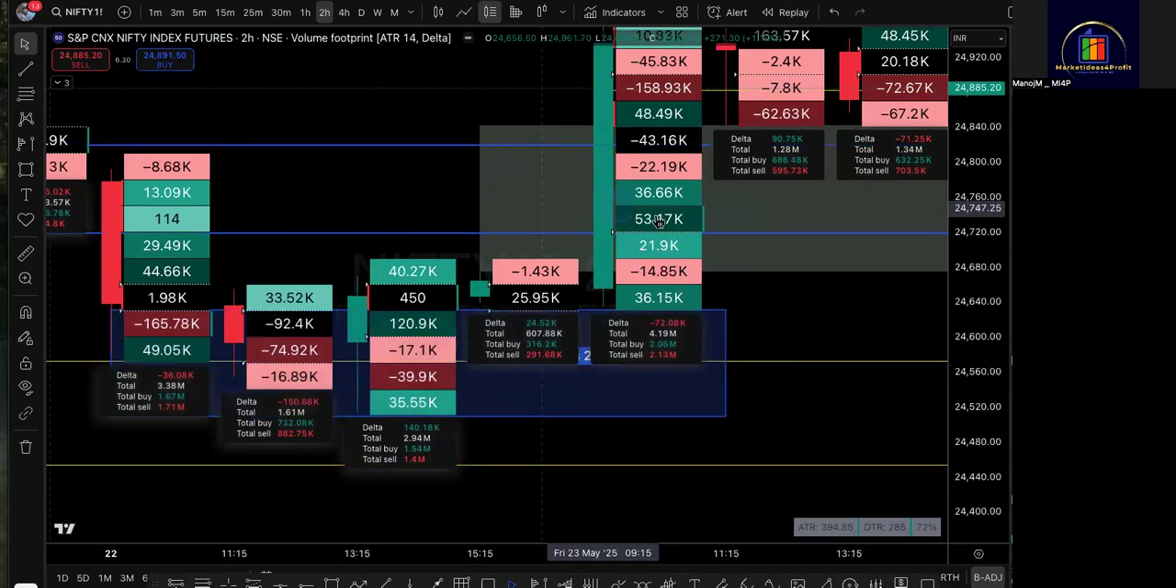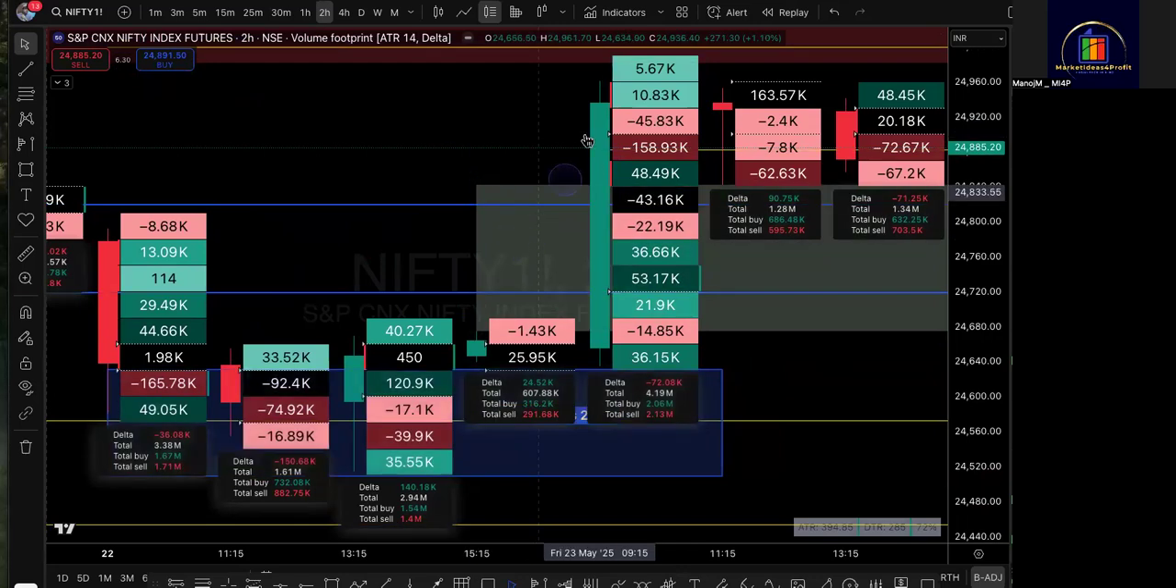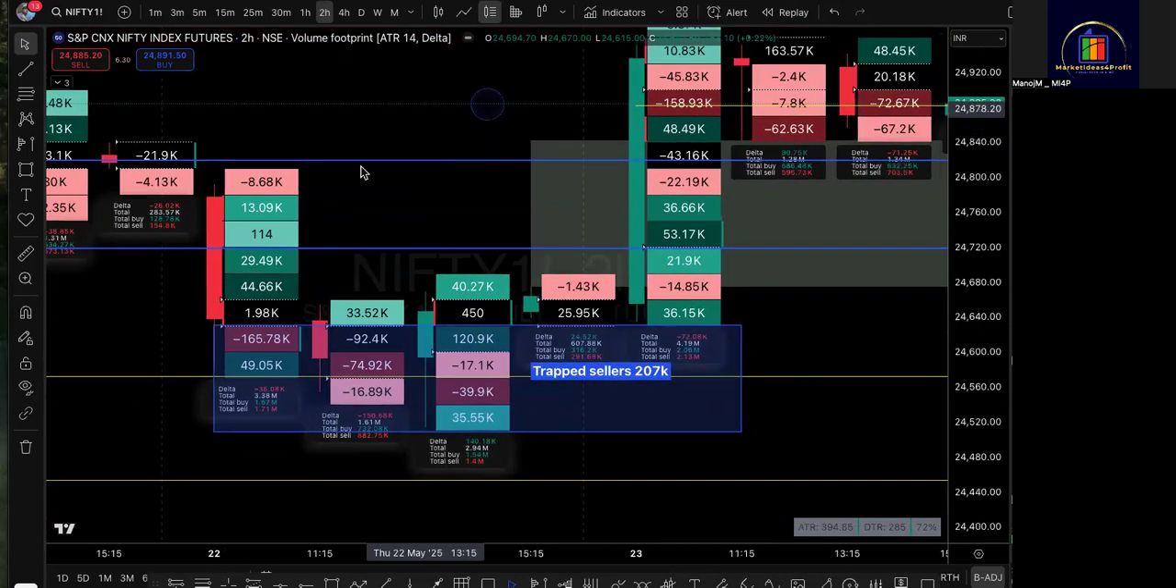My marker was that if it moves above 24,720, that is when I would initiate the longs. But looking at the probability, I initiated my longs here and added some more here, and that's how we got 200 points on this move through the day. So that's how you can read the delta from the volume footprint, see if there are some trapped sellers, and that can give you an indication of what the move could be if the next day the market moves in a direction different from what these trapped sellers have projected.